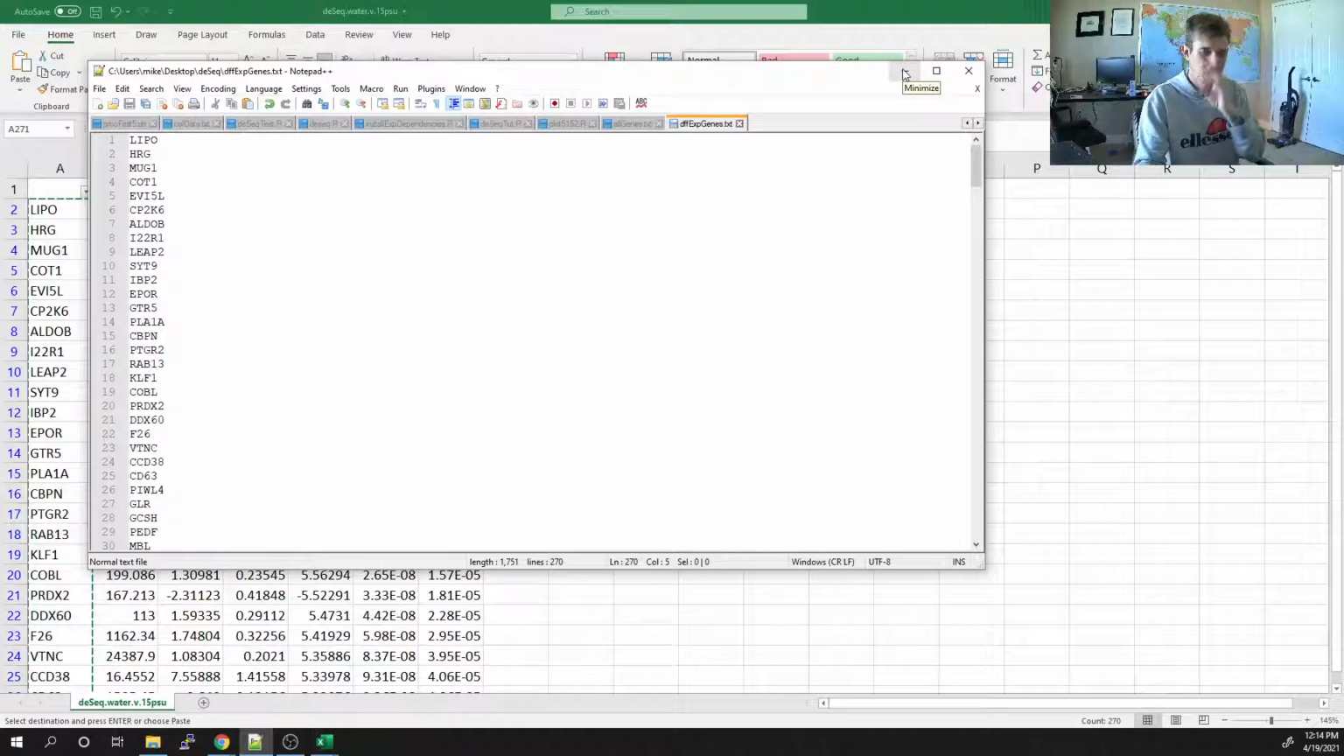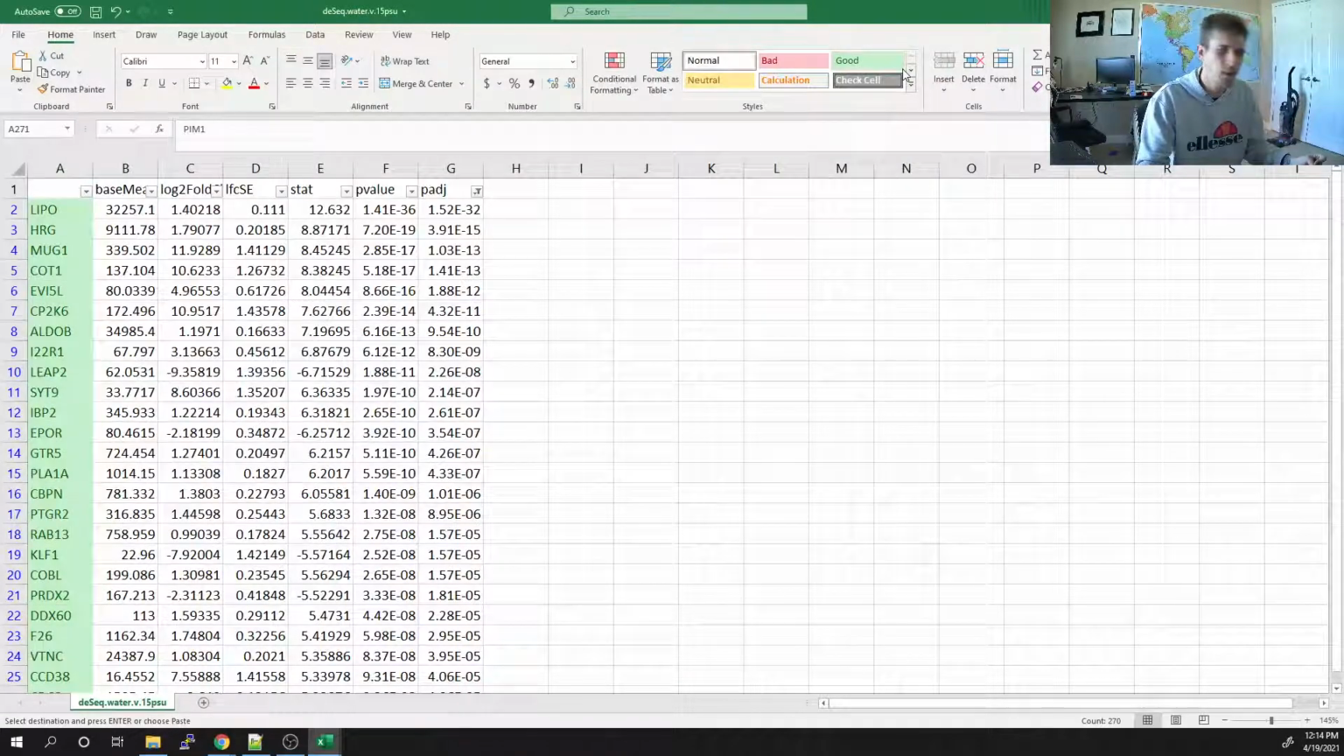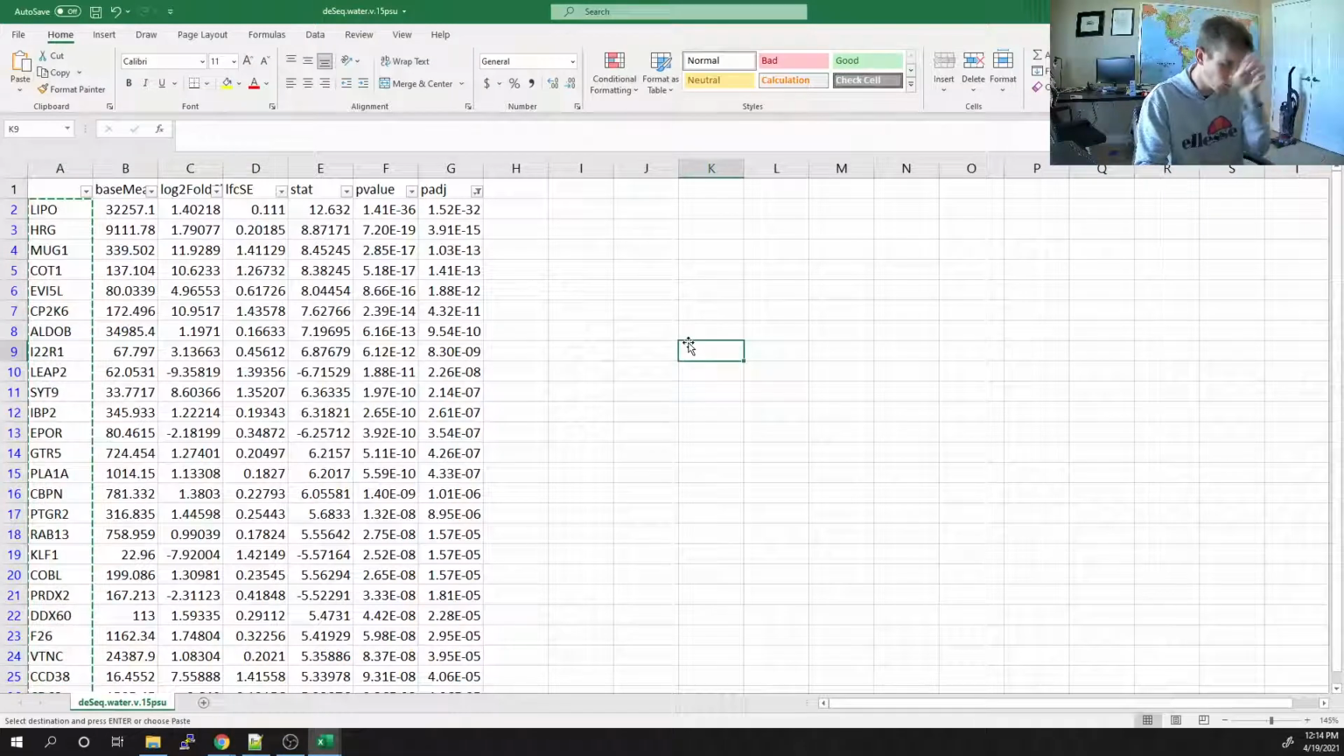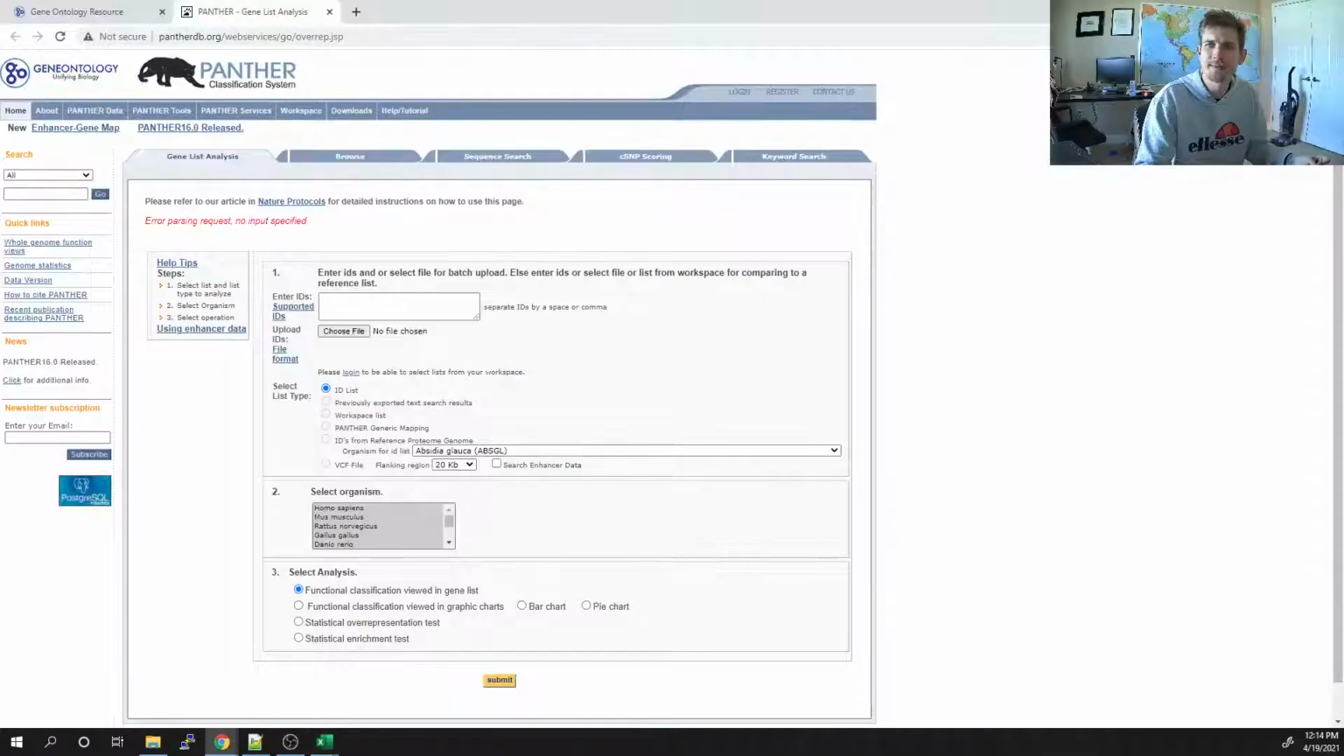Right, I'm not too concerned about whether it's higher expressed in salt water or lower expressed in salt water. Not there yet. I just want to deal with the differentially expressed genes. All right.